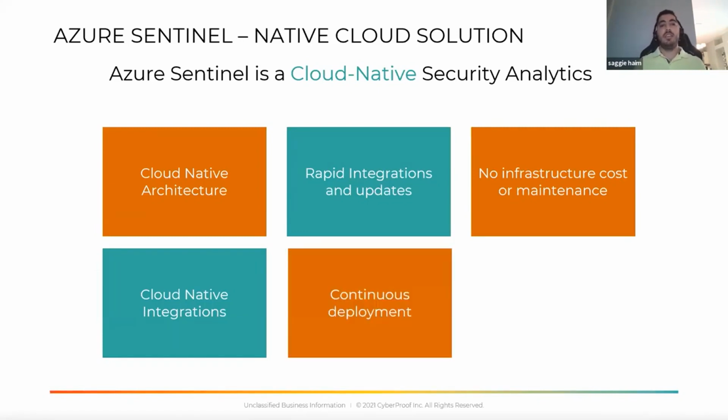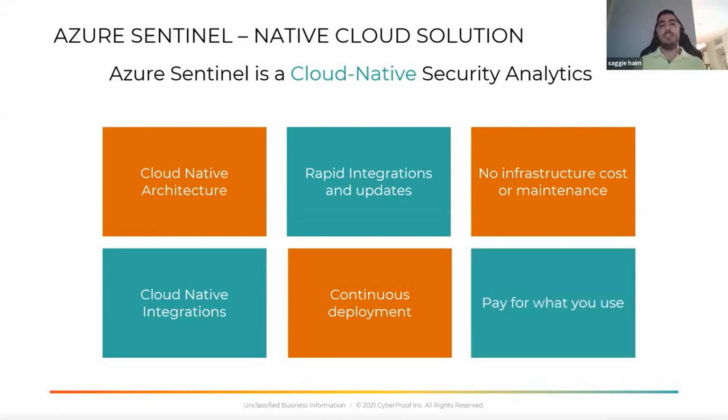We have continuous deployment. As we all know, moving to the cloud introduced a lot of DevOps processes. So Azure Sentinel also adopted it and lets us deploy a lot of the things automatically as code. And the last thing, of course, is pay for what you use. You are no longer limited by license fees or license limitations. It means that everything is available for you and you will pay for what you use and what is of benefit for your organization.